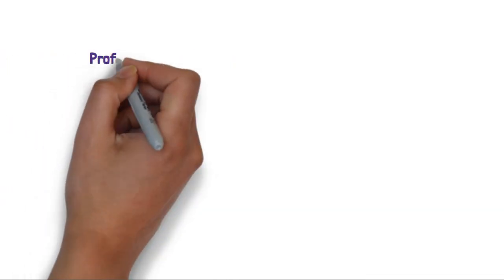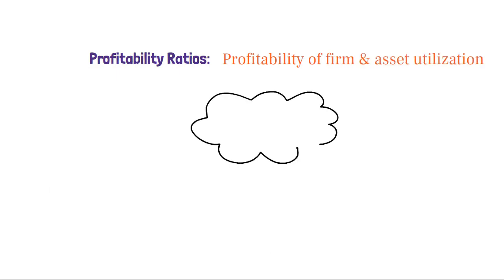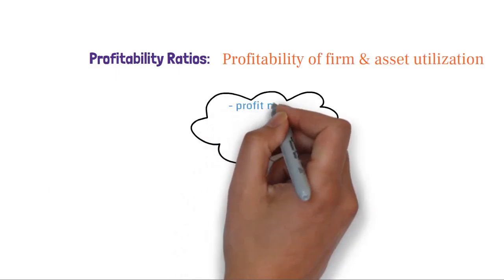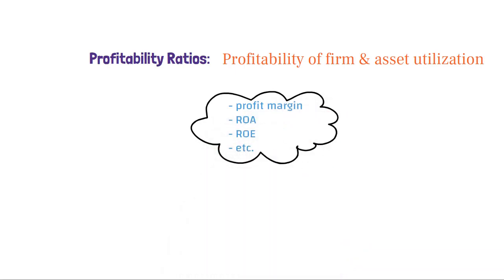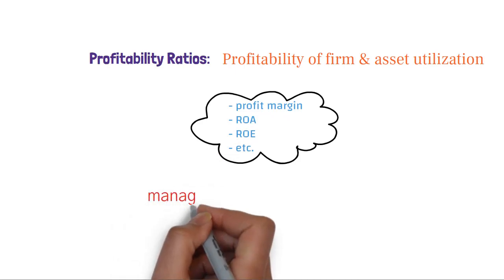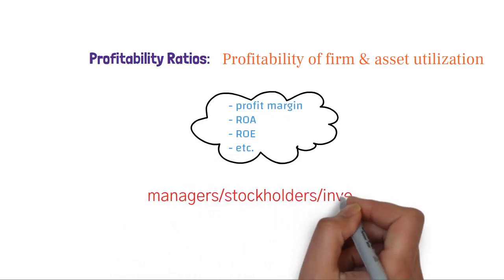Profitability ratios give an idea of how profitably the firm is operating and utilizing its assets. Examples of ratios are profit margin, return on asset, return on equity, etc. These ratios could also be of interest to managers, stockholders, and potential investors.